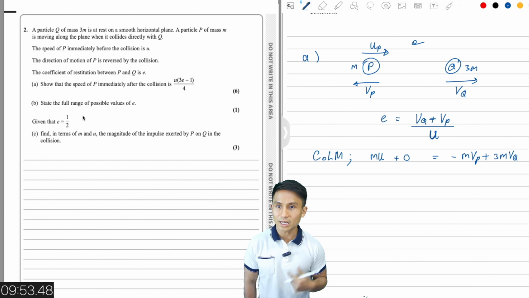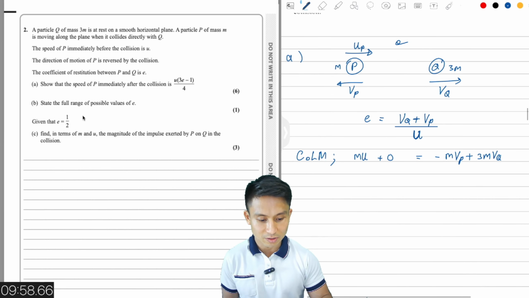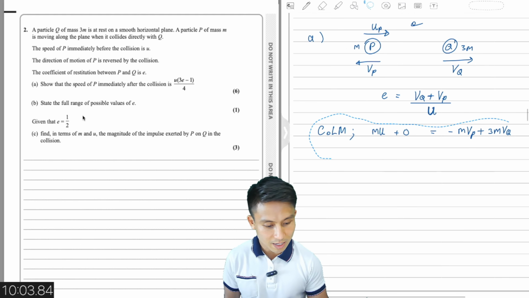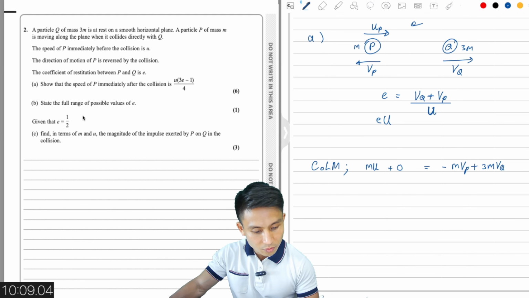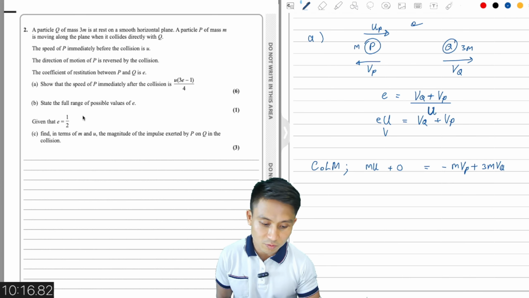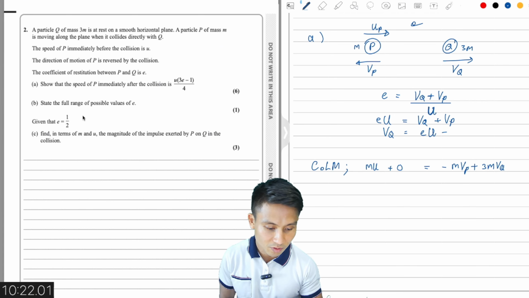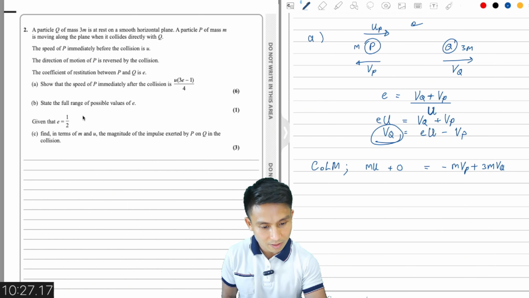And then if you solve simultaneously, you will see the speed of p immediately after, which is vp here. So we are solving for vp. Let me take the first equation and simplify. eu equals vq plus vp. Because we are solving for vp, we should make vq the subject and substitute in the other equation, right? So this is going to be eu minus vp, right? Then we sub this vq into the second equation there.